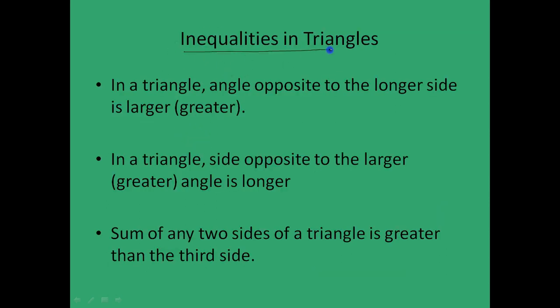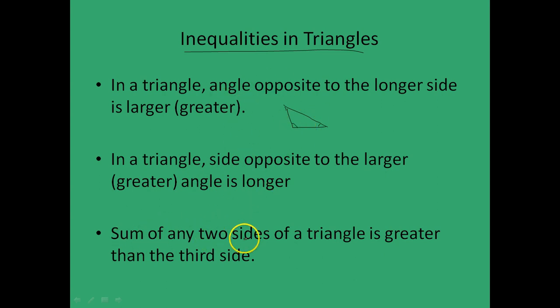Next we look at the inequalities associated to triangles. The first one being, in a triangle, the angle opposite to the longer side is larger. Say if you have this triangle in which this side is visually larger, then this states that this angle will be greater than this angle, because this side is visually smaller. In a triangle, the side opposite to the larger angle is longer, basically the converse of this statement.